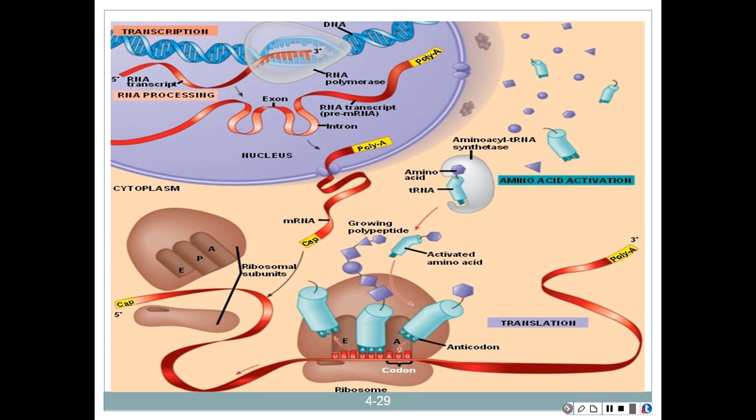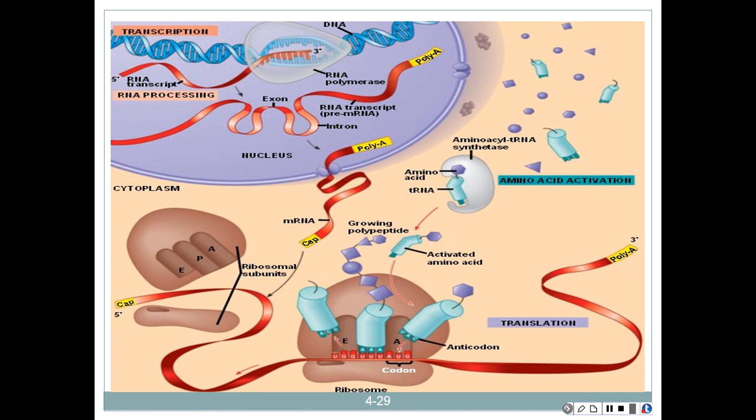So let's deal with transcription. You already know that transcription occurs within the nucleus and translation occurs within the cytoplasm, correct? Okay. So here's the nucleus, cytoplasm out here. Here's our DNA strand. Here's our RNA polymerase. Here's our RNA transcript, which I'll get into in detail, and then we have things called exons and introns, I'm sorry.